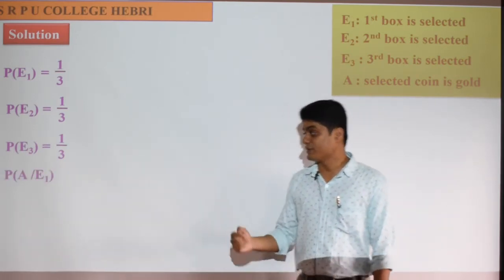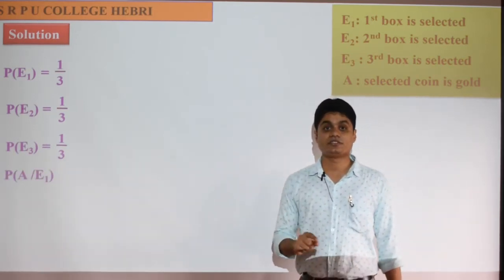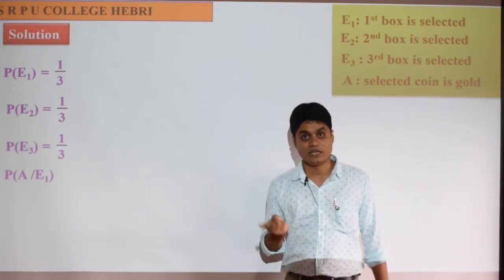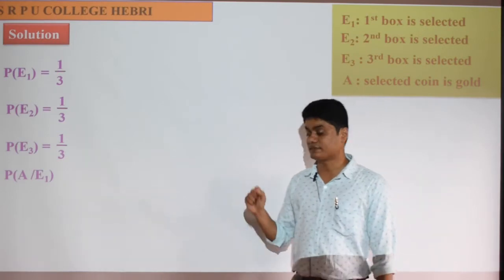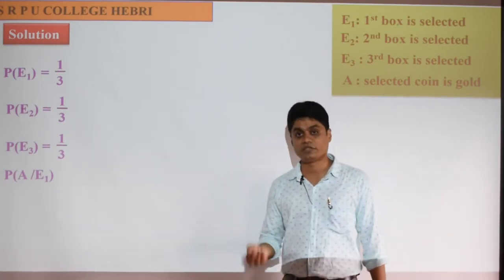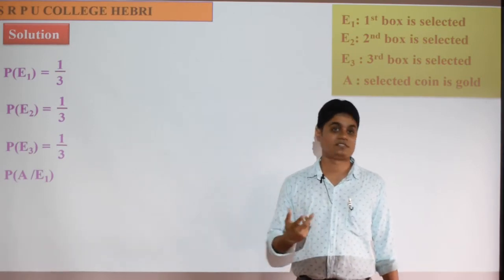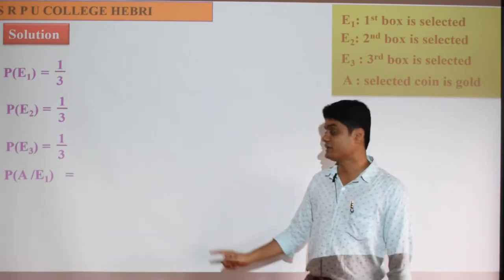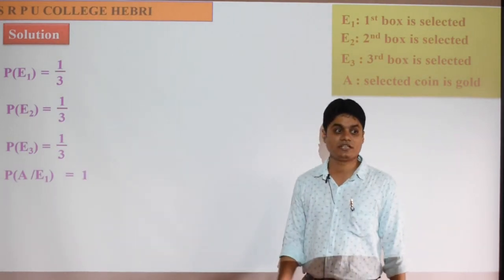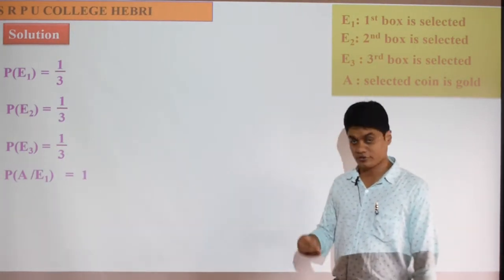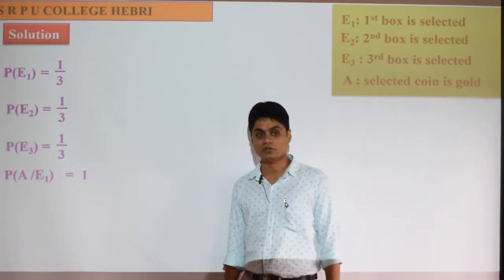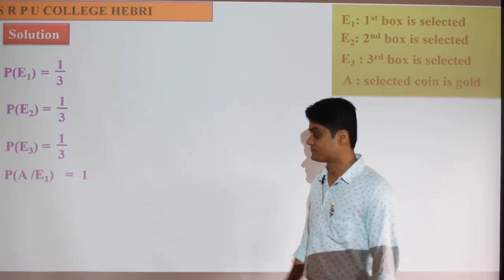Now probability of A given E1: A is that the selected coin is a gold coin, and it is from the first box. The first box has only gold coins. What is the probability that the selected coin is gold? It's a sure event. We have both coins gold only, and the probability of selecting a gold coin is a sure event. A sure event means its probability will be equal to 1. There is no silver coin, no other coins. So two gold coins, and definitely if you select one coin, 100% you'll get the gold coin. The sure event is sure.